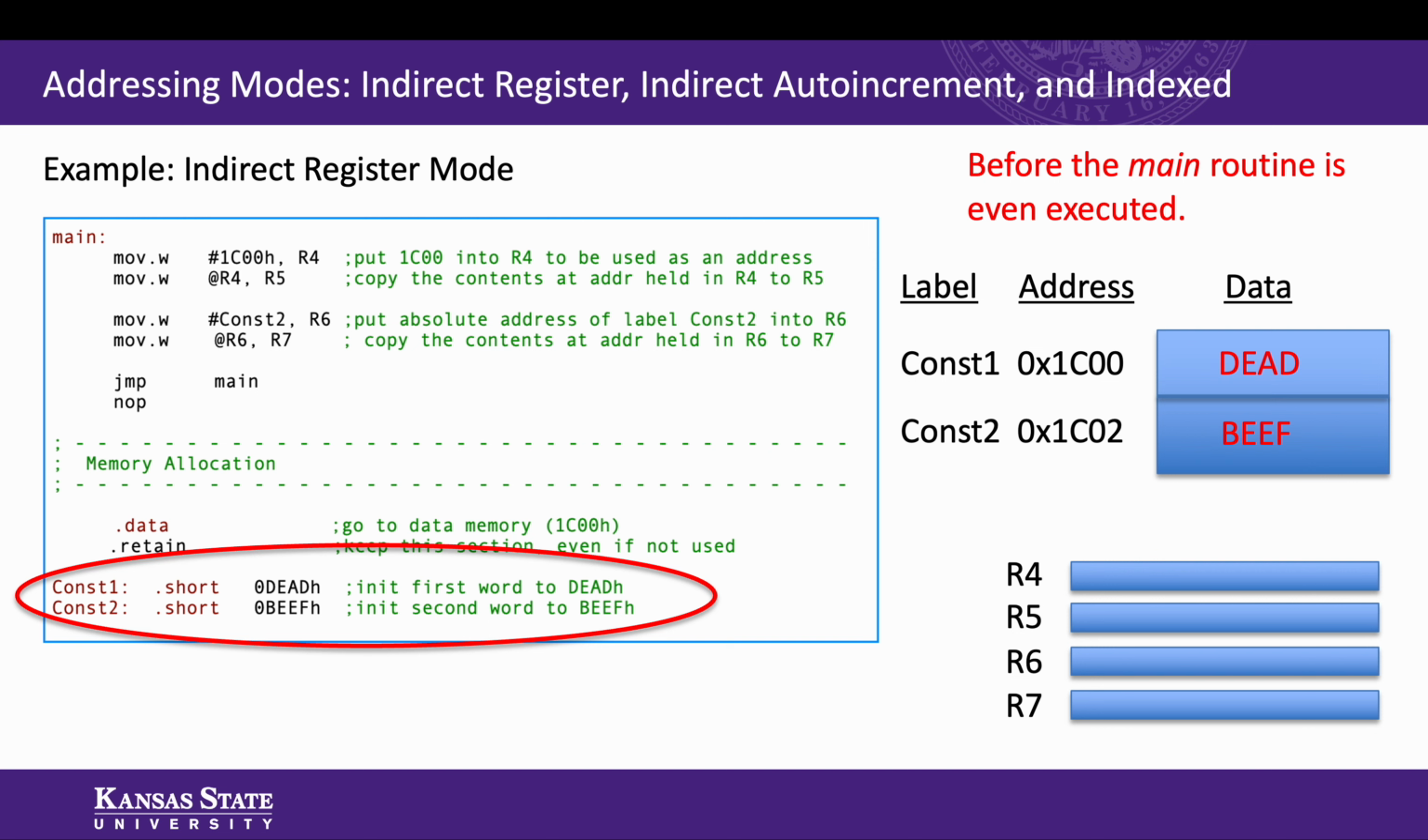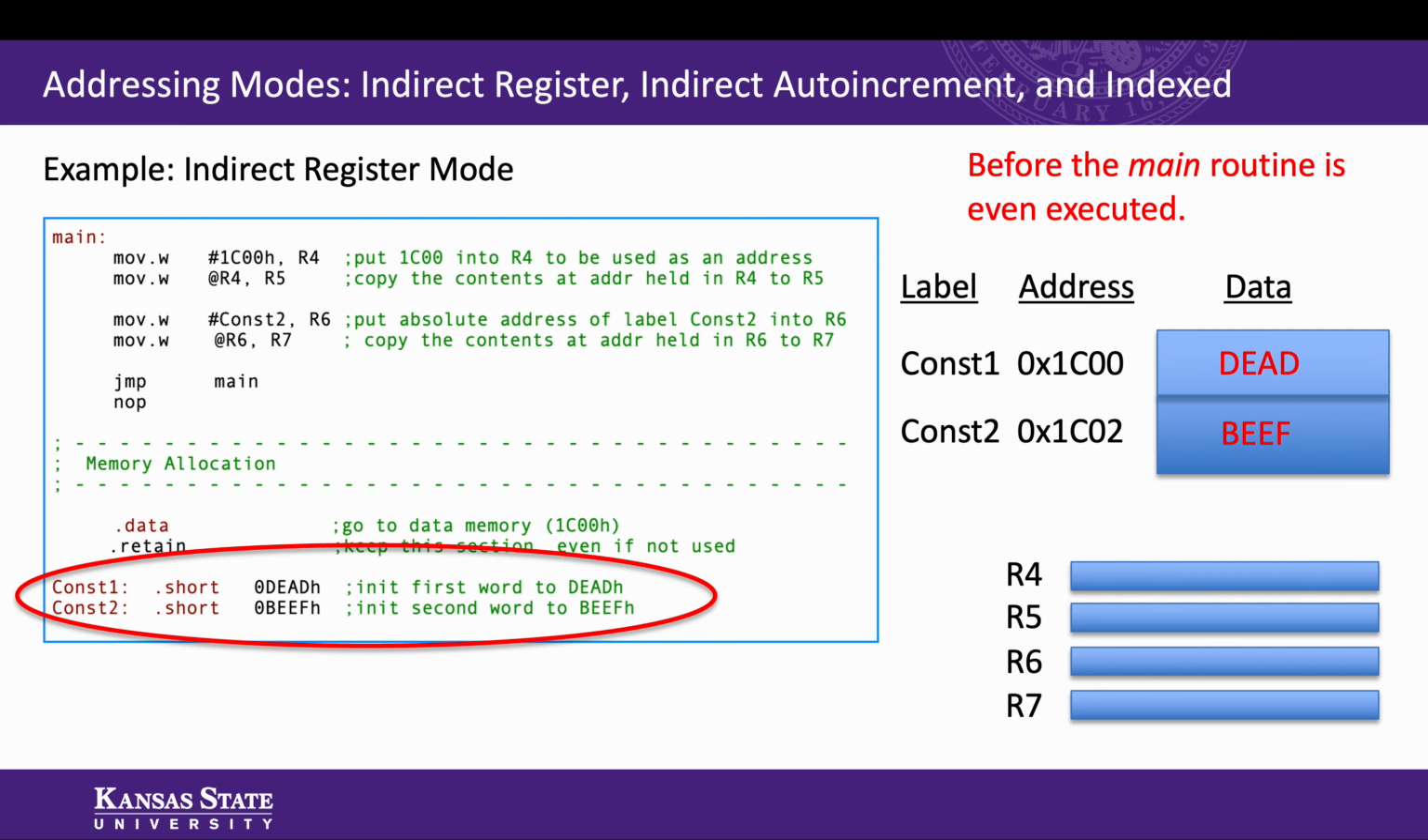So when you upload this program into the MSP430, then immediately you have in data memory constant 1 is the address label for address 1C00, and then that is storing DEAD in hex, and then constant 2 is the address label for address 1C02, and that address is storing BEEF. And why 1C00? Because nowhere have we specified 1C00. That's, again, because the data memory starts at address 1C00 for our specific MSP430 6989.